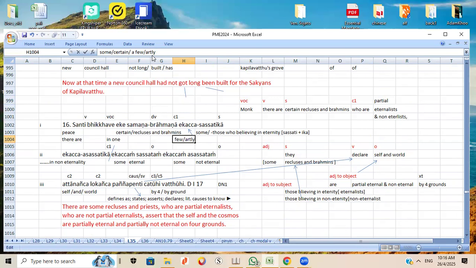Partly, PME. PME gives the meaning of partly. In the Golden Dictionary, you get some, certain, a few. So this one has to be taken into consideration. Okay, never mind, we go through this. All right, this is a Dwanda.